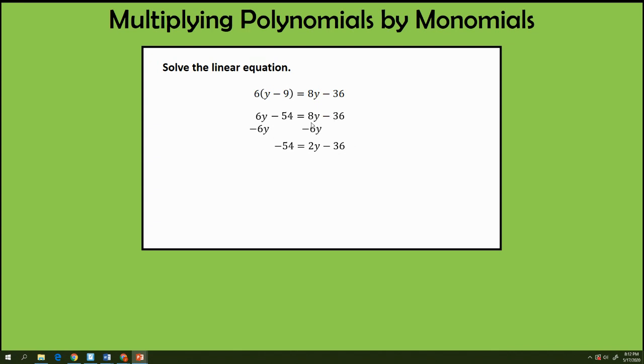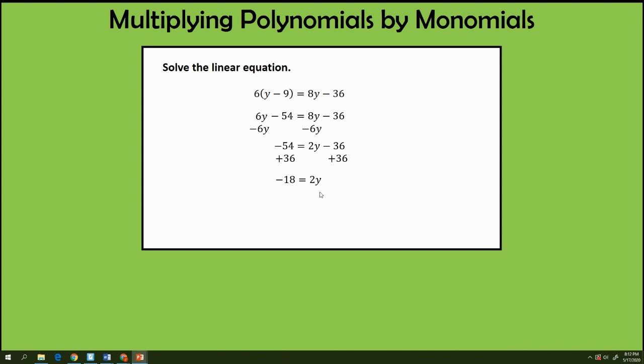So by subtracting 6y, I've eliminated one of the variable terms, and now 2y is the only variable term I have. So now we want to isolate the 2y. So that means I want to make this negative 36 become a 0. I do that by adding 36 to both sides. Negative 36 plus positive 36, that's 0. That's why we did it. Negative 54 plus 36 is going to be negative 18. So I got negative 18 now equals 2y.